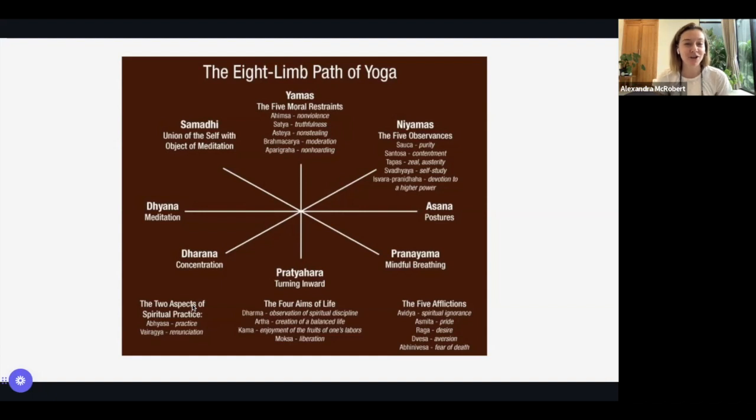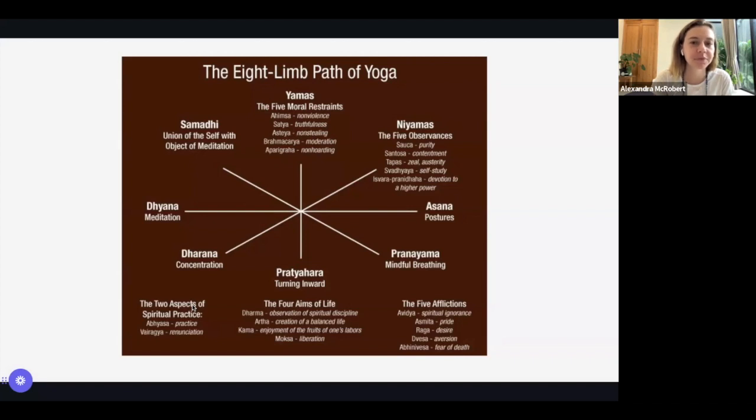Does anyone have any questions about those? I have a quick question. Yeah, go for it. So you're saying that the yamas are more external and the niyamas are internal, or was it the opposite way? Yeah, you're right.